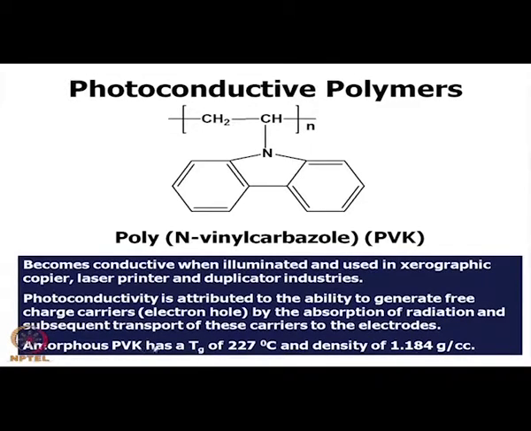Amorphous polyvinyl carbazole has a high glass transition temperature of 227 degrees Celsius and a density of 1.184 grams per cc.